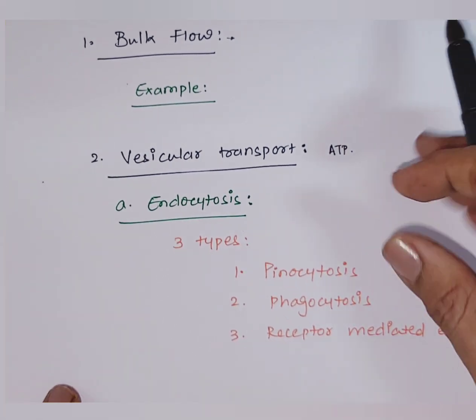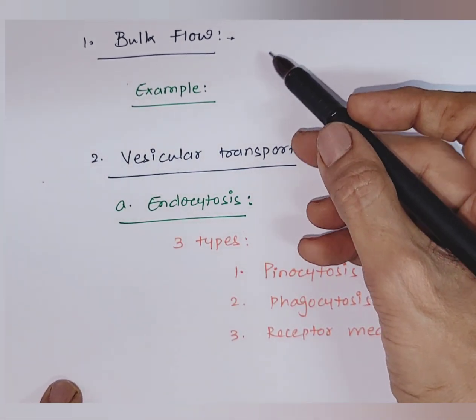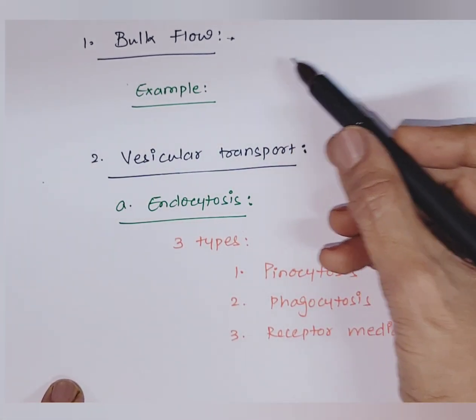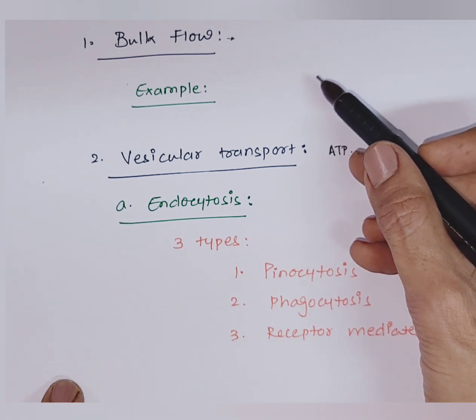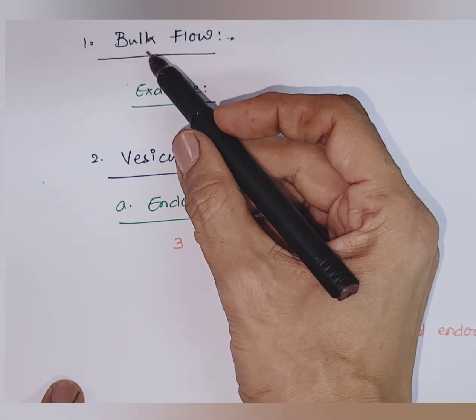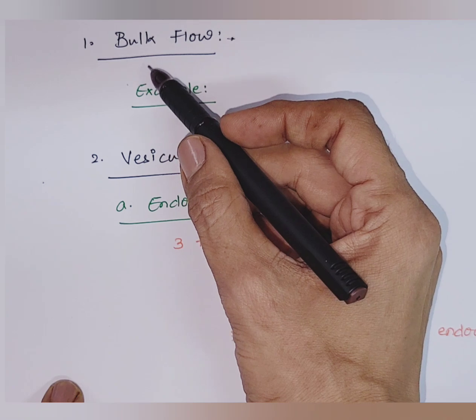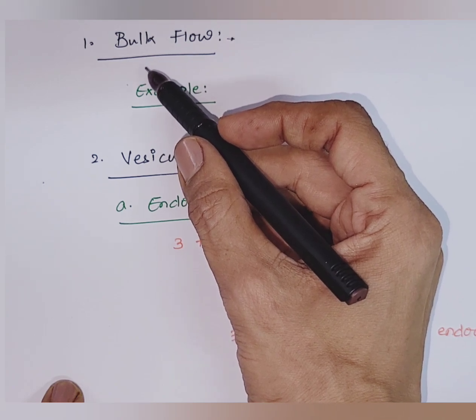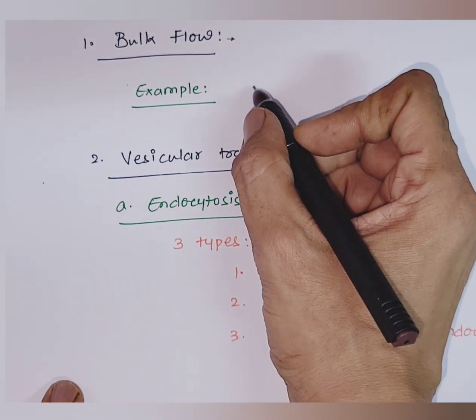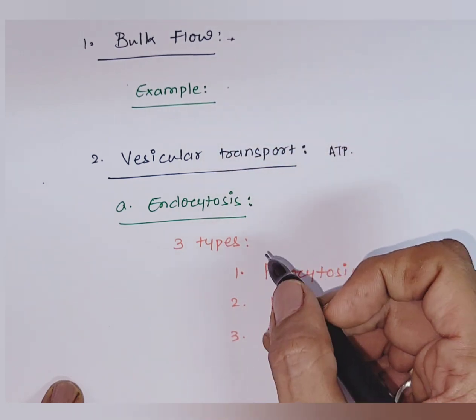It is passive transport, it is diffusion. Here substances are transported from higher concentration to lower concentration only. But the name itself suggests bulk, because they are in large amount, that is bulk flow. For example, respiratory gases are transported by this mechanism.